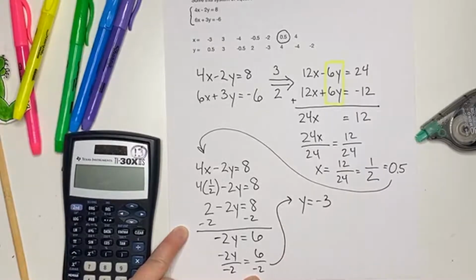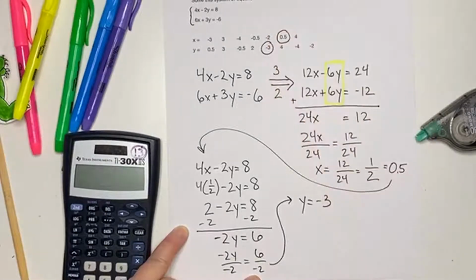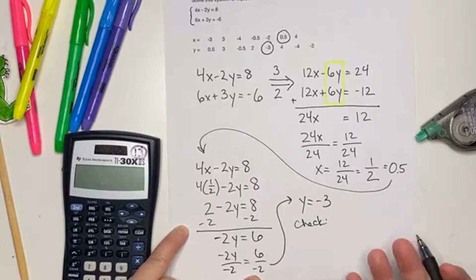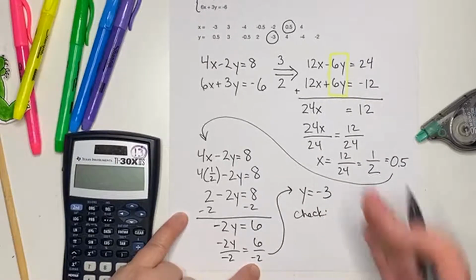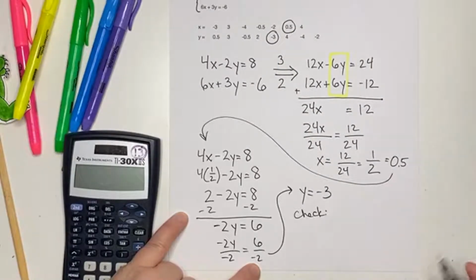I think y equals -3. Let's go look. I see it right there. That's one of the options. Now, I may want to check. You are not required to check. All you're required to do is tell me what you think the answer should be. But I personally would like to check just to make sure I've got the right idea.